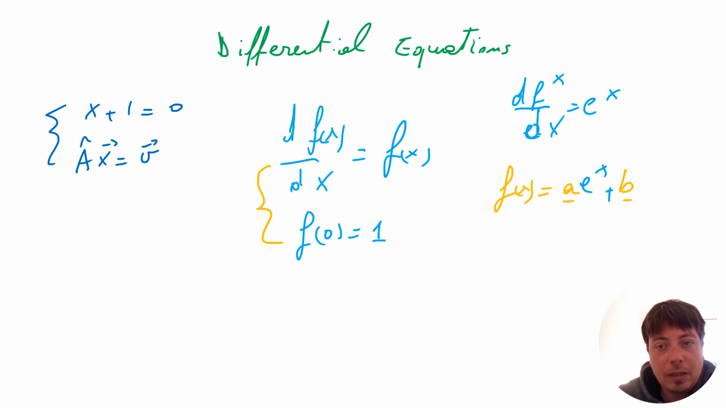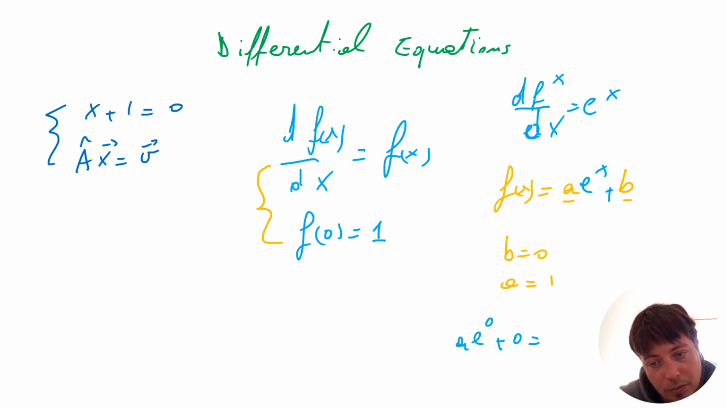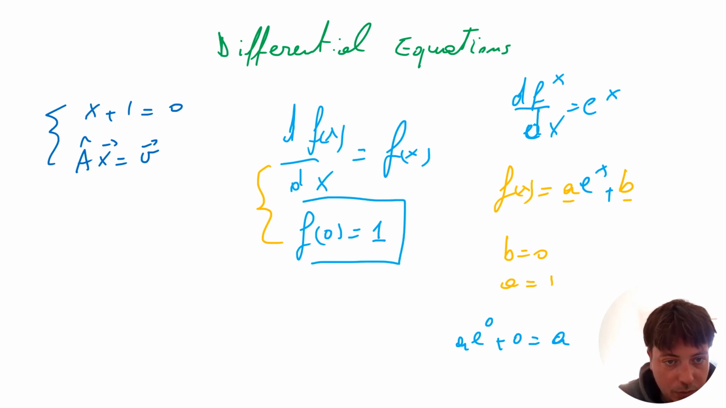So in this case we know how to find the numbers, because f in 0 means b equal to 0 and a equal to 1, because a e to the 0 plus 0 is equal to a, and if it's 1 we get f of 0 equal to 1, and then the derivative itself is the same. So this is our function basically, e to the x.